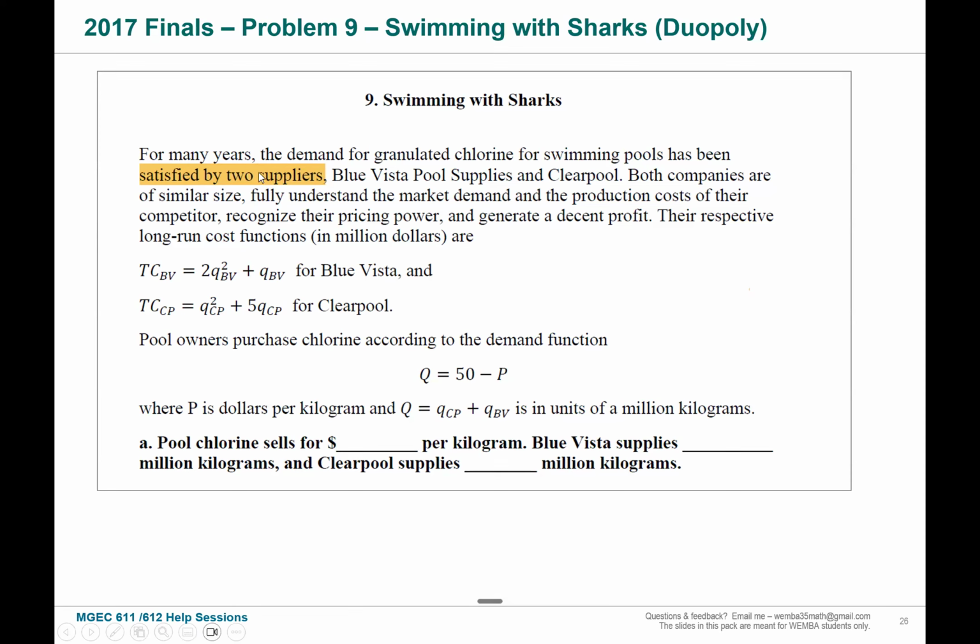Let's see if there's any keyword. For many years, the demand is given by these suppliers. That's a duopoly, this and this. Both companies are similar size, fully understand the market demand and the production cost of their competitor, recognize their pricing power, and generate a decent profit. Their respective long-run cost functions, blah, blah, blah.